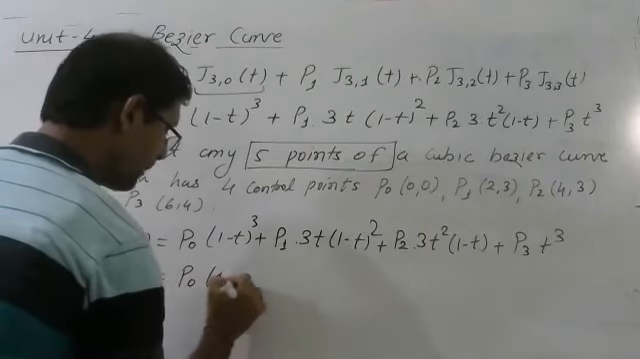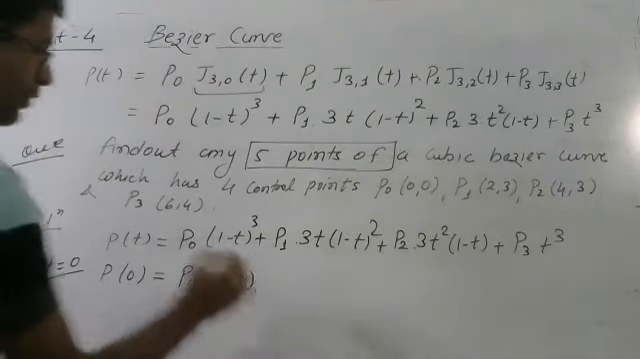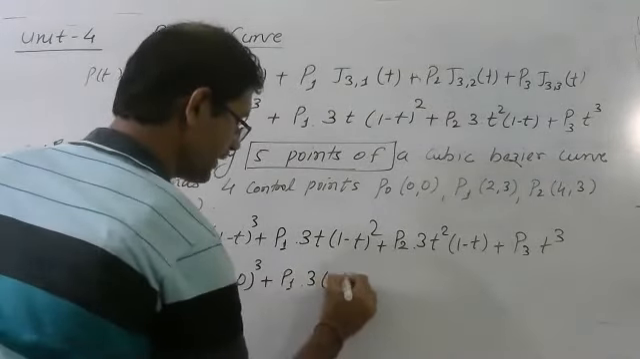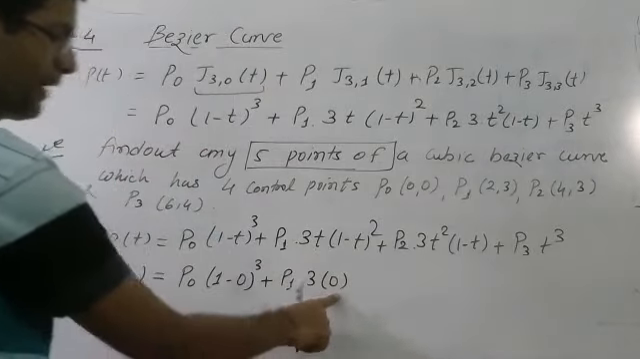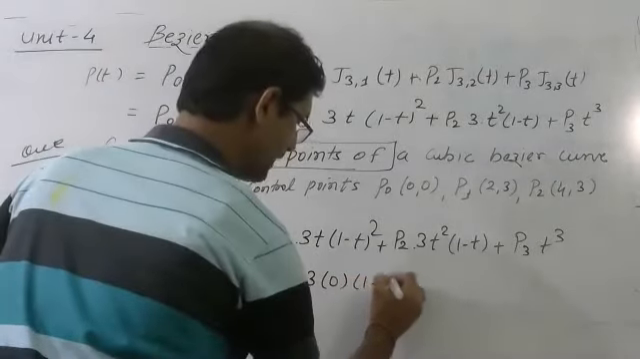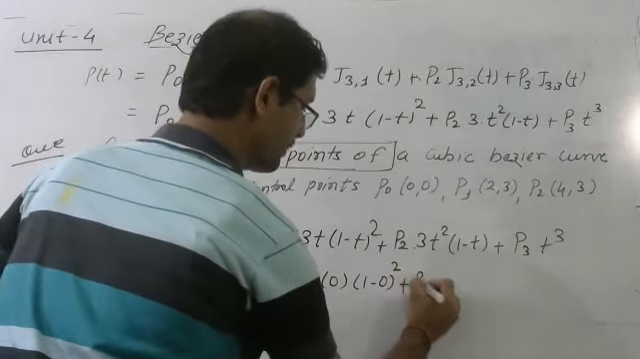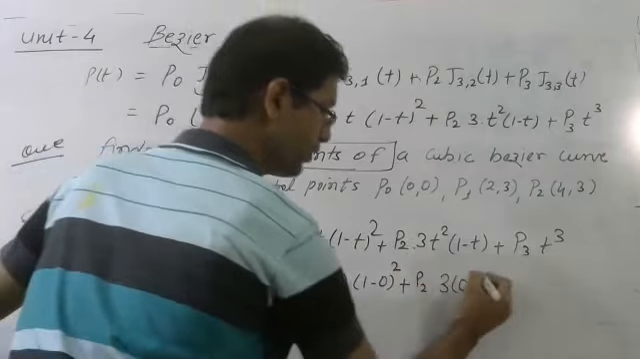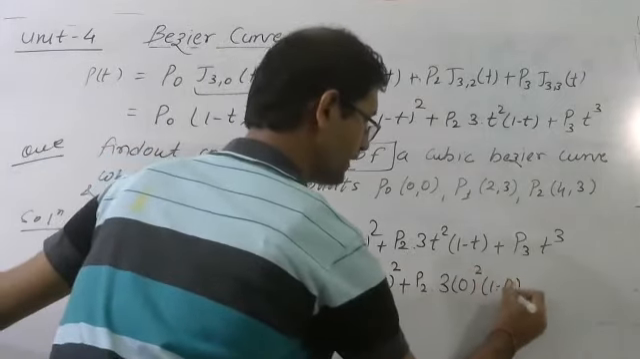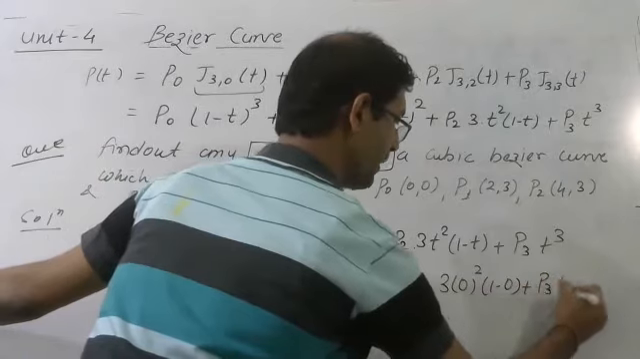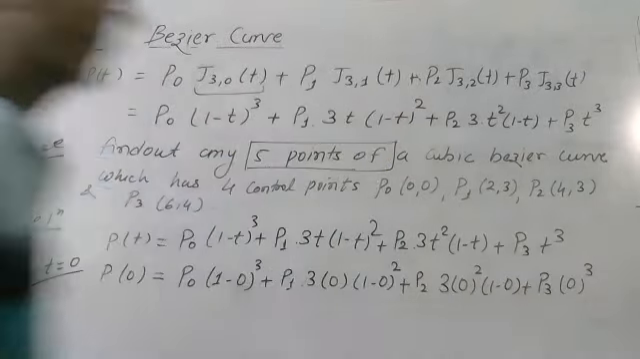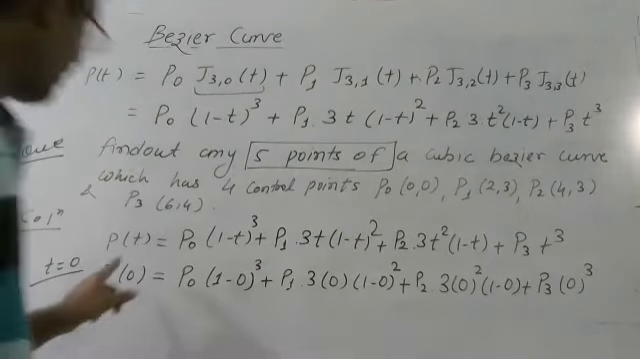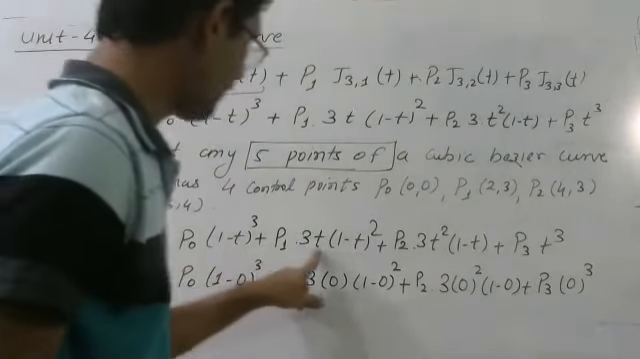So this will be P0 into (1 minus t) cubed, plus P1 multiplied by 3 times t, where the value of t is 0, times (1 minus 0) squared, plus P2 multiplied by 3, t is 0 so 0 squared, times (1 minus 0), plus P3 multiplied by 0 cubed. Here I am taking the value of t as 0, so I am putting 0 in place of all the t's.